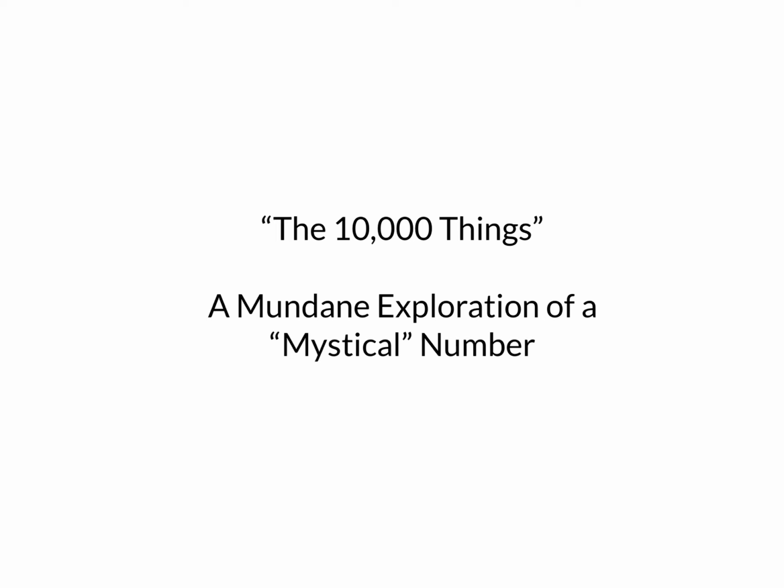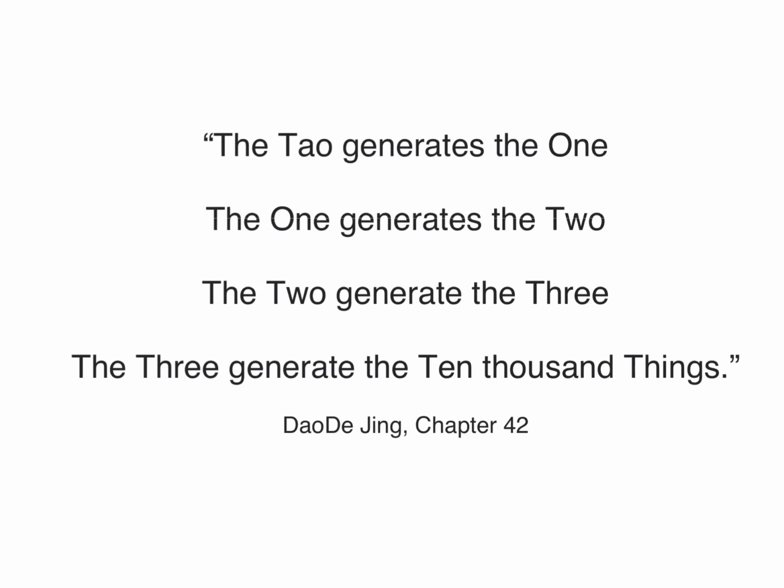In fact, the Tao Te Ching actually refers to the 10,000 things when it says, the Tao generates the 1, the 1 generates the 2, the 2 generate the 3, the 3 generate the 10,000 things. And this is meant to represent sort of the evolution of complexity.